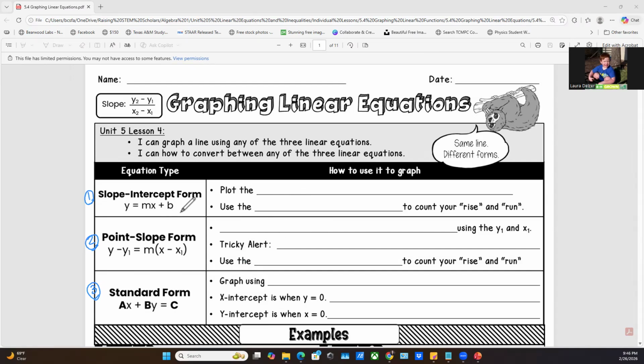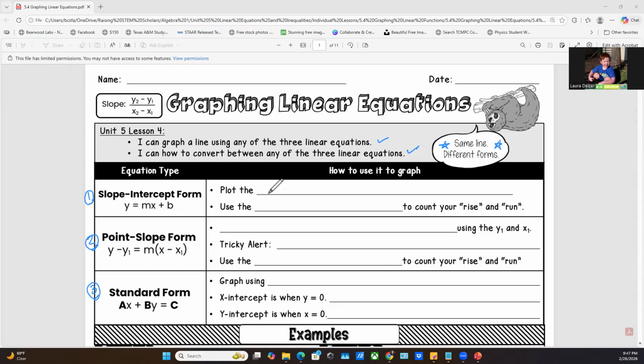Now, how you know you are successful today is, one, I can graph a line using any of the three linear equations. And number two, I know how to convert between any of the three linear equations. One thing you want to know is that no matter what equation you use, it is the same line. You could write one linear equation and then put it into slope-intercept form, point-slope form, and standard form. They can look different, but they are graphing the same thing. As long as you do your math right, any one of these should work.